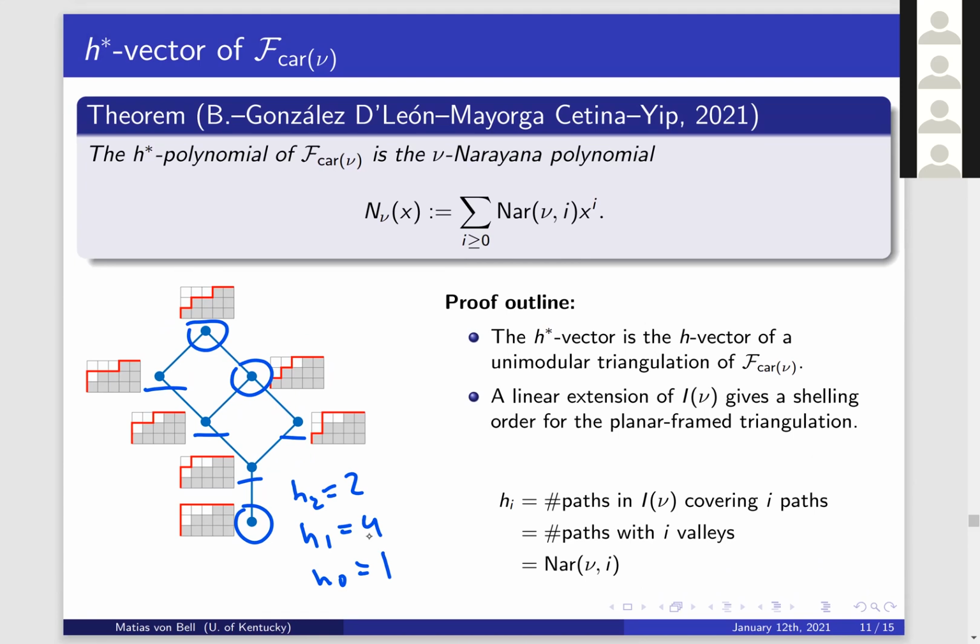And the cover relation in this poset is, of course, the peak to valley relationship. And so the number of elements a path here covers is equal to the number of valleys that it has. So that's why we immediately get that it's the Narayana number here. And so one thing you'll notice is that this H star vector is not symmetric. So we have 2x squared plus 4x plus 1.